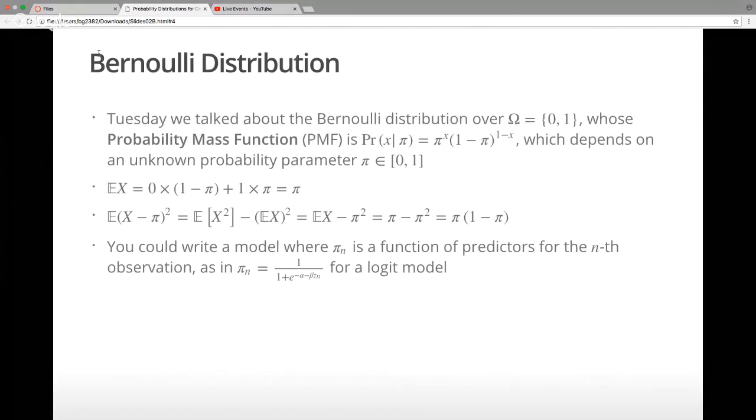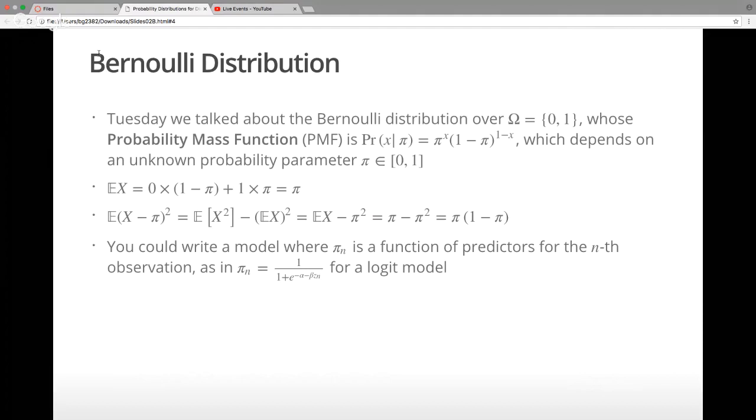Okay. So Tuesday, we started to talk about the Bernoulli distribution, which is a distribution over the sample space 0, 1, where 0 represents failure, 1 represents success. And these functions that we've been talking about have a special name.